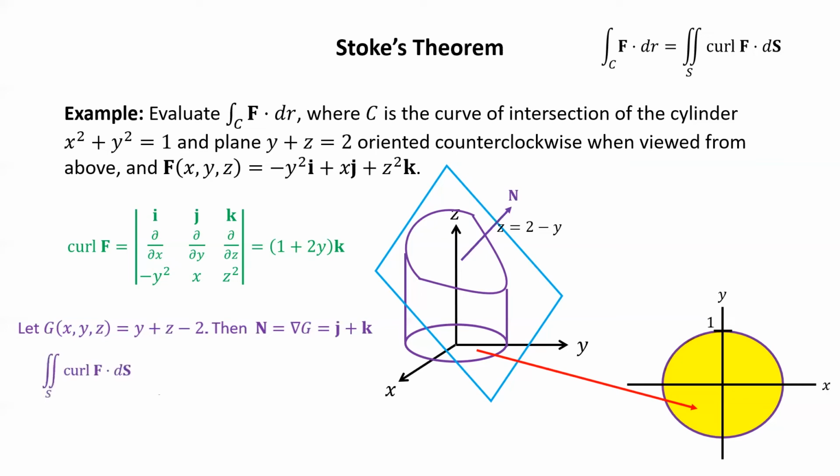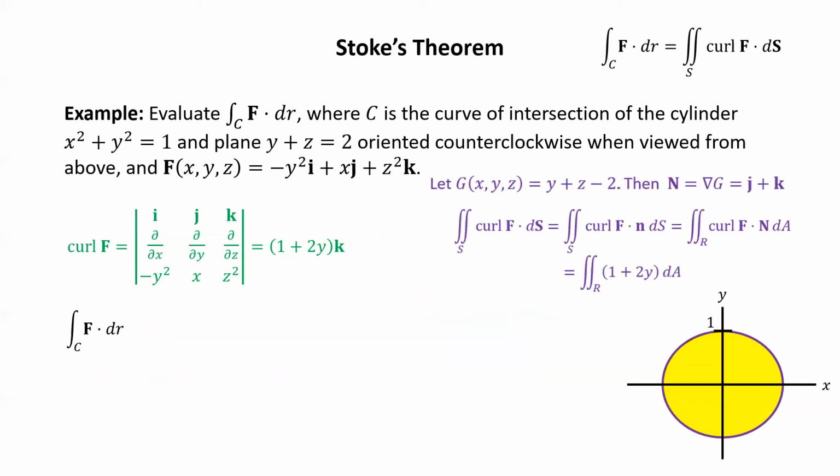Okay, now we're ready to compute the surface integral. The surface integral of curl f dot dS. By definition, this is the surface integral over S of curl f dot little n dS, which we could change to the double integral right away by taking the double integral over R of curl f dot capital N dA, which in this case, we're just taking the curl of f dotted with the gradient of g. Since curl f only has a k component, we're just multiplying 1 plus 2y times 1, because the coefficient of k in N is 1. So inside the double integral, we just get 1 plus 2y.